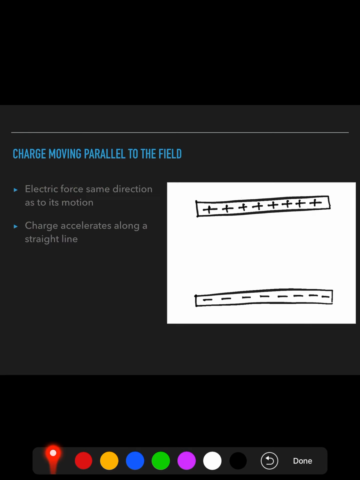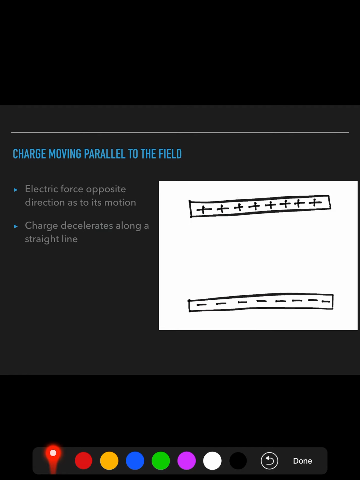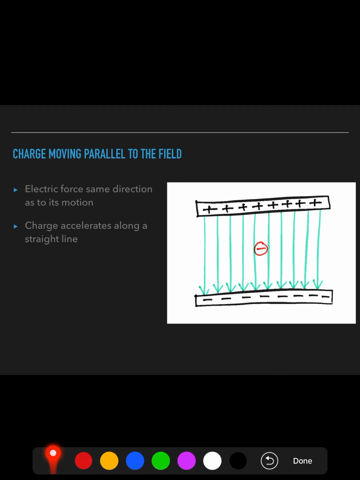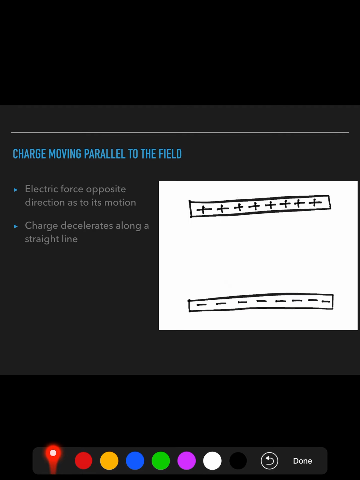For the third case, charge moving parallel to the field. Here we have 2 types. The first one, in this animation, shows a negative charge which is moving upward. So the direction of the electrostatic force is upward as well because the negative charge is attracted to the positive plate. So in this case, the charge accelerates along a straight line.